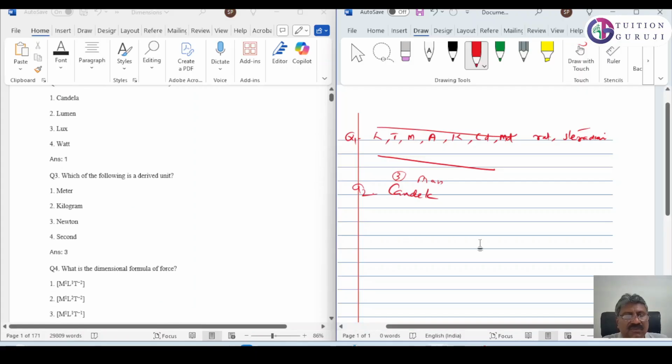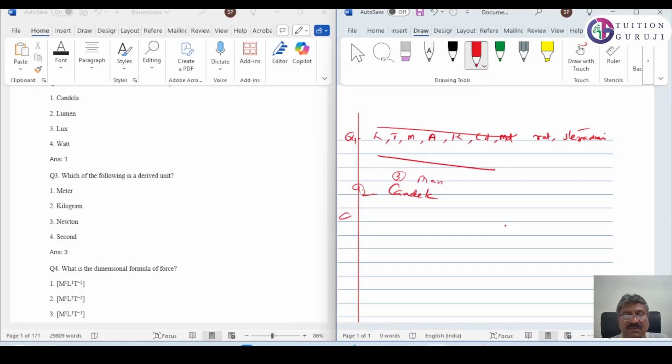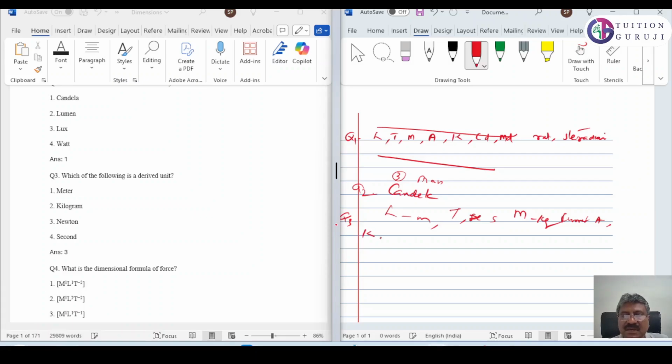Next one. Which of the following is a derived unit? That means which is not a fundamental quantity. For length, in SI unit, length is in meter. Time is in seconds. Mass is in kilogram. Current is in ampere. Thermodynamic temperature is in Kelvin. Luminous intensity is in candela. Mole is for amount of substance.